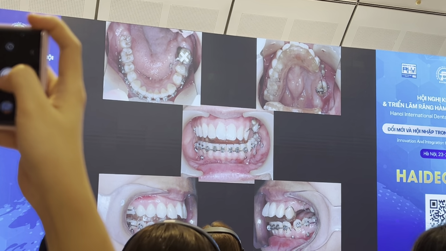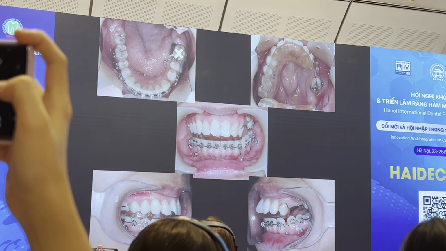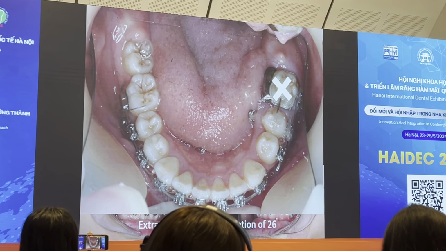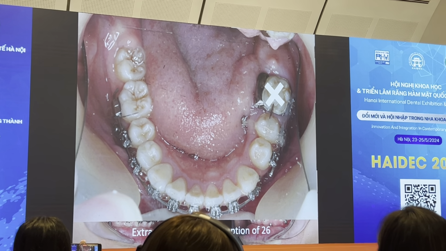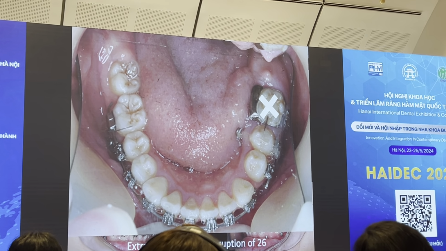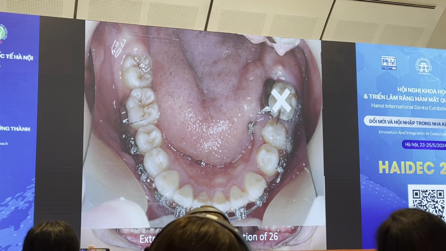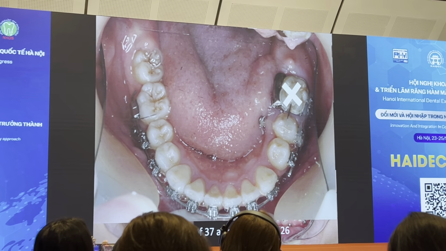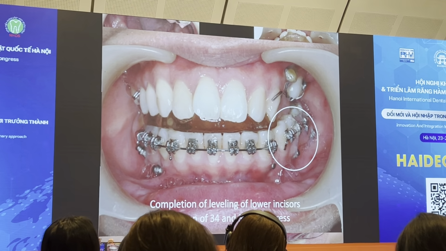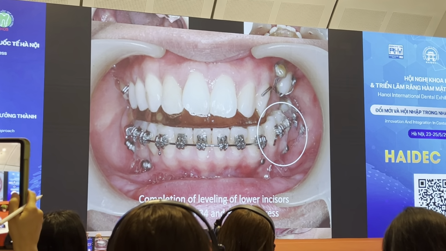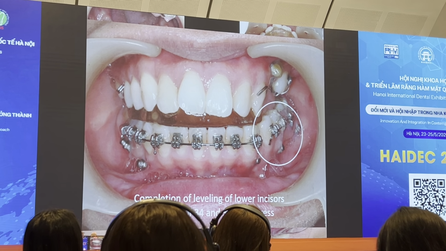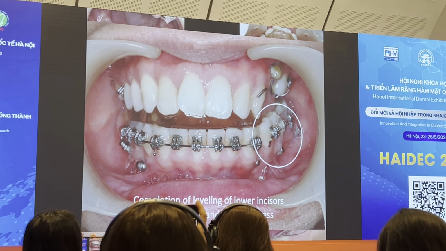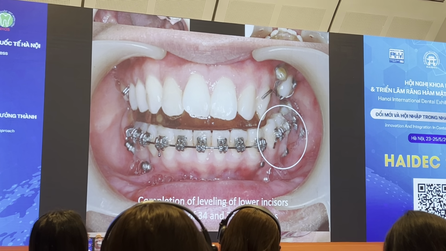After 6 months, when 2.6 was erupted successfully, on the lower arch, we can see that the arch form was improved, and this was the time when 3.7 was extracted, as there was significant interocclusal interference between 2.6 and 3.7. And the leveling of lower 3 to 3 was done with the help of the mini screw, and the intrusion of 3.4 and 3.5 continued after the extraction of 3.7.